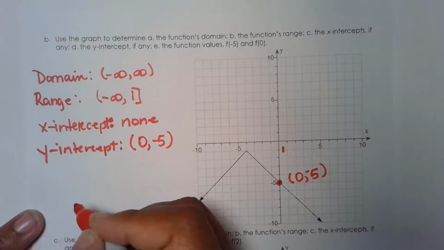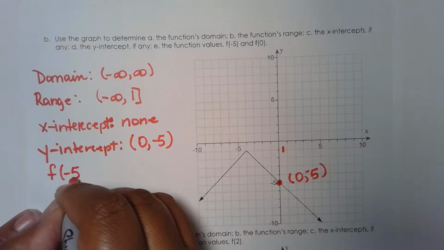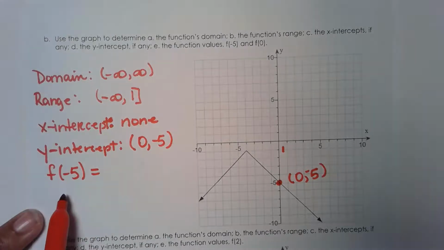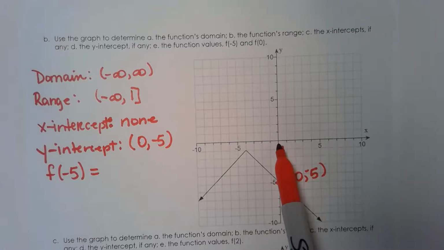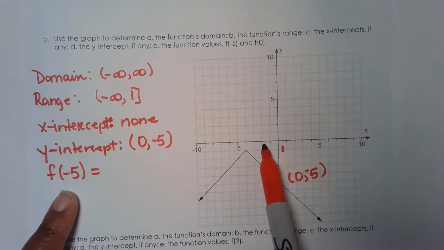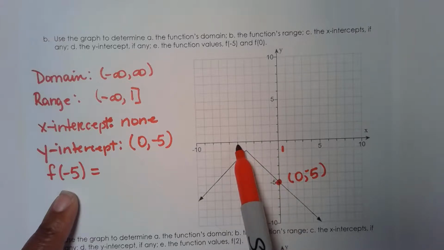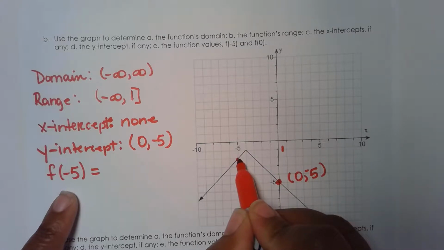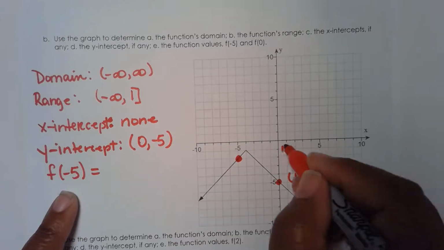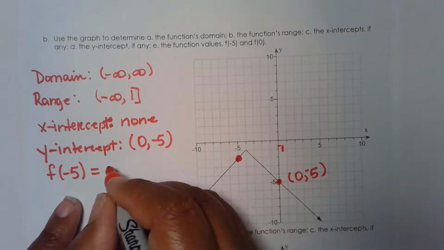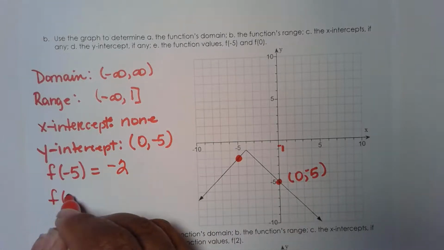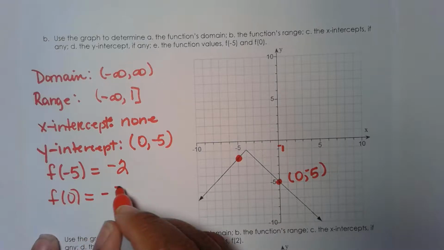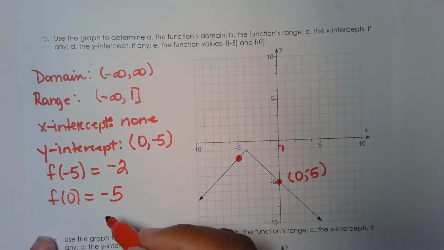The next one says find f of -5. We have an x value of -5. What will be y? So this is what I'm doing. I'm going to count over on the x-axis 5 units. 1, 2, 3, 4, 5. Here's -5. And then where does this graph lie at -5? Here we go here, which is at -2. And then f of 0, we've already done that one, which is -5.